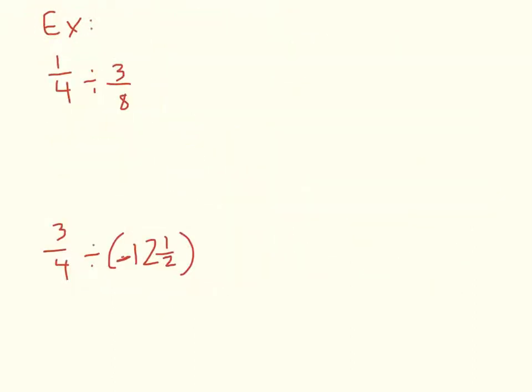So let's look at an example. For the first one, there are no mixed numbers, so I'm going to keep, flip, and change. And now I'm ready to multiply. So I get 8 over 12, and that simplifies to 2 over 3.